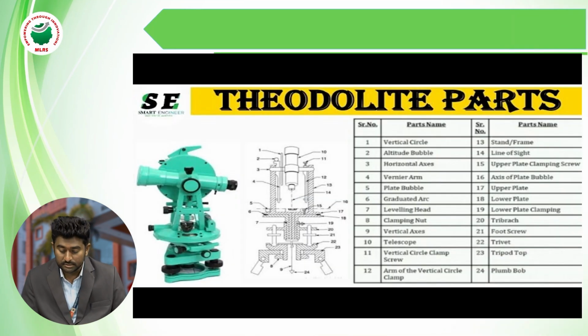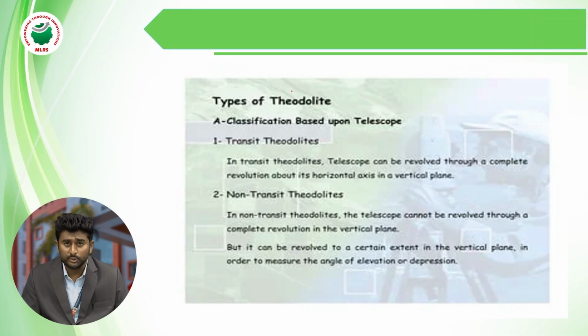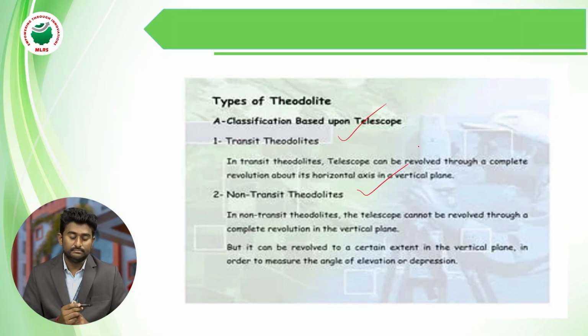Next, parts. We already discussed them in the last slide. These are the parts of the theodolite. There are two types of theodolites. First one is the transit theodolite, second one is the non-transit theodolite. In the transit theodolite, the telescope can revolve horizontally. In the non-transit theodolite, the telescope does not revolve in the instrument. That type of theodolite is known as the non-transit theodolite.